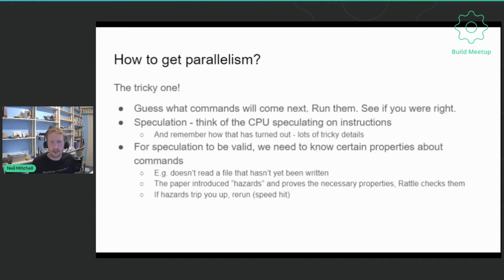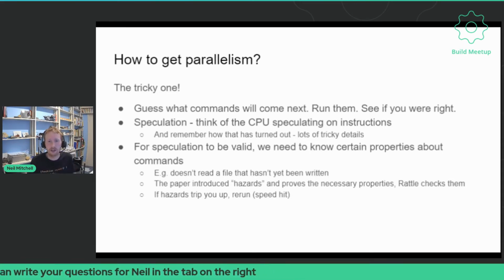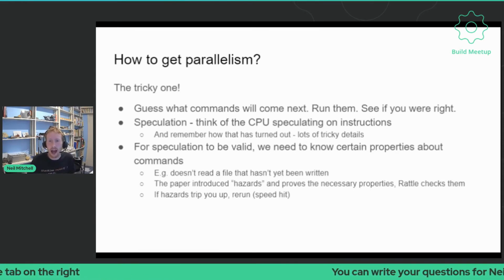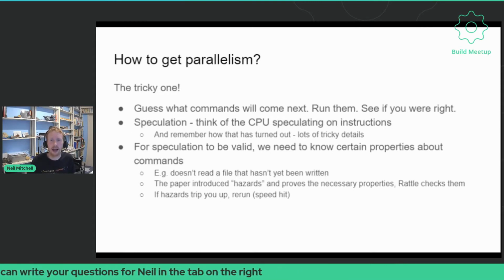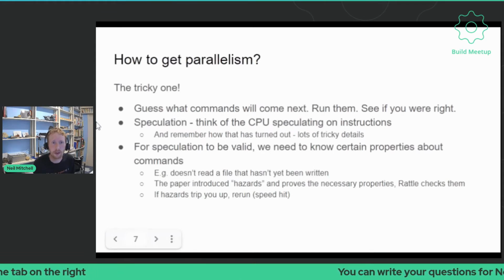Now, parallelism is the tricky one. With this model of having a stream of commands, we don't know what commands are coming next. But if we guess what commands are coming next, presumably by looking at the history of commands, we can run them and see if they were right. And if they were right, we save some time. So we had a whole talk on speculation earlier.